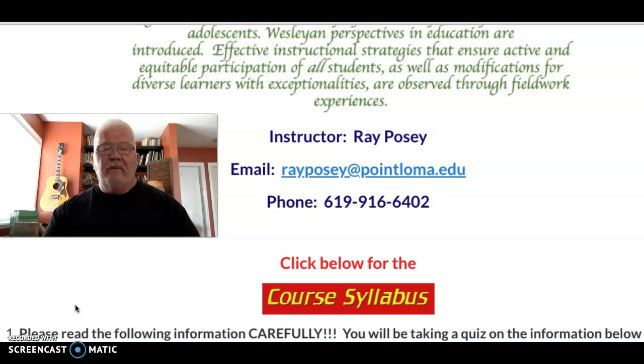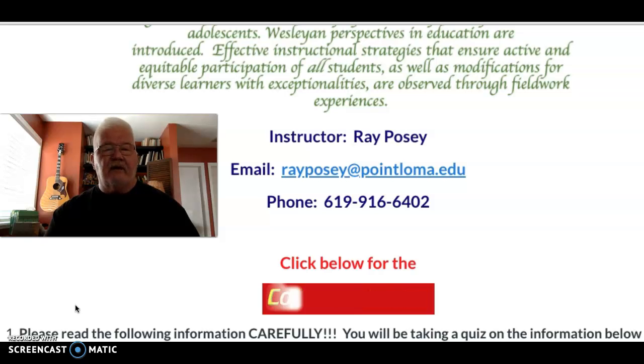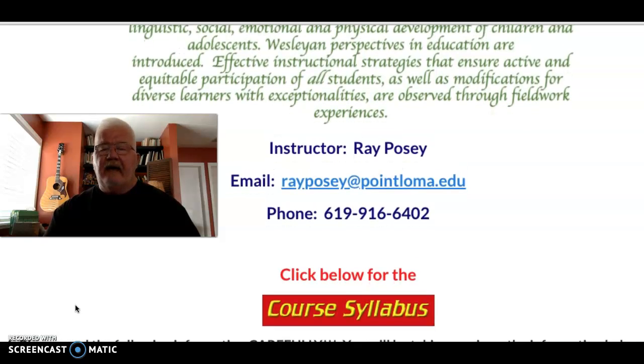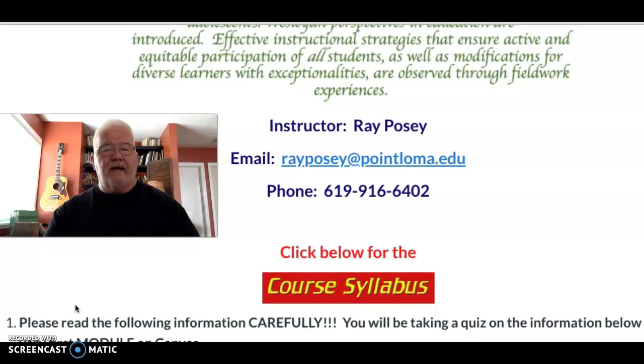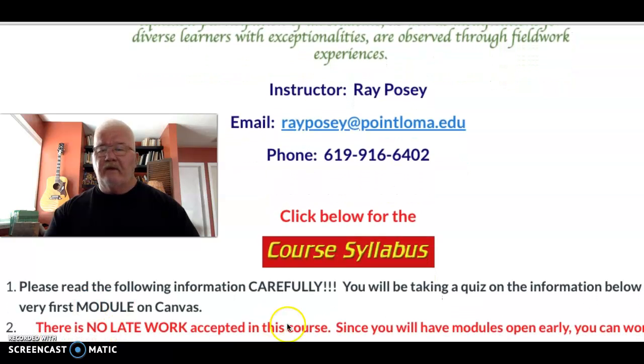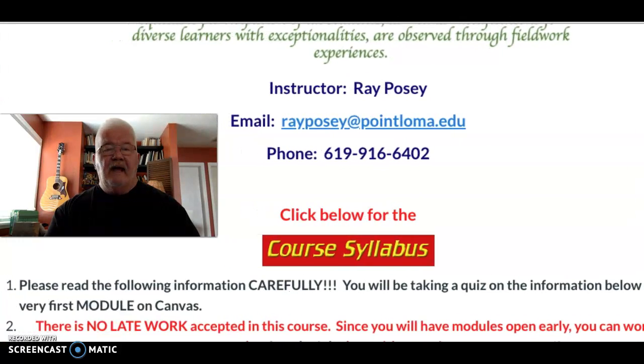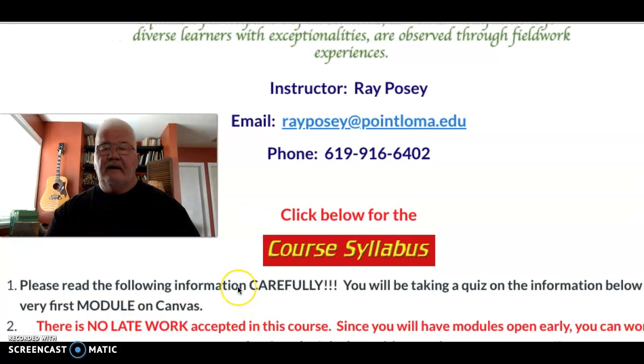Anyway, when you open Canvas, you'll be able to see that there's a course syllabus, and you'll be able to download that. I'm not going to do that for you now. And then after that, there's a list of expectations. And I'm going to go through these with you so that you have a clear understanding about them. In the first module of Canvas, you're going to take a quiz on these expectations, just so that everybody has the same understanding.